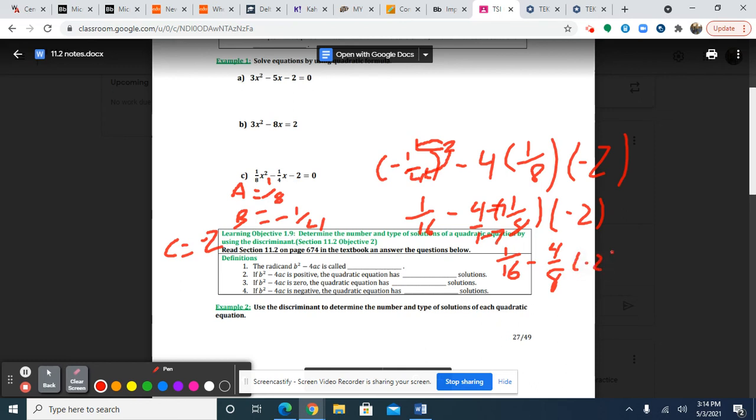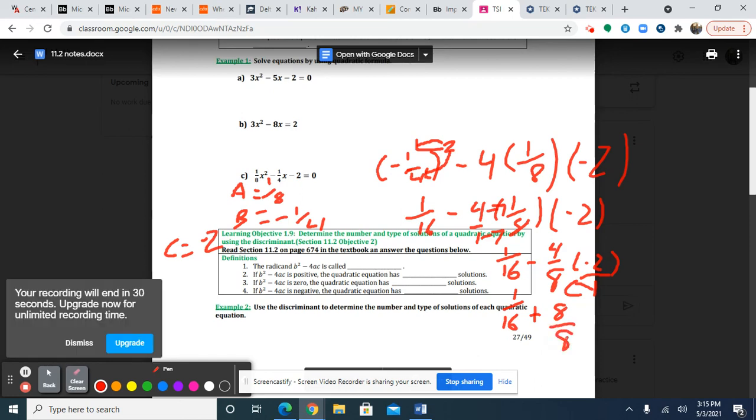And when we multiply -2, again, multiply straight across. So that's 4 times -2, which is actually positive 8 over 8. So now we're going to go ahead and add these two together. So that's 1 over 16 plus 8 over 8. We should make the denominators the same, so we're going to multiply both of these by 2. So that's 1 over 16 plus 16 over 16. Now that the denominators are the same, we can add them together, and we have 17 over 16.